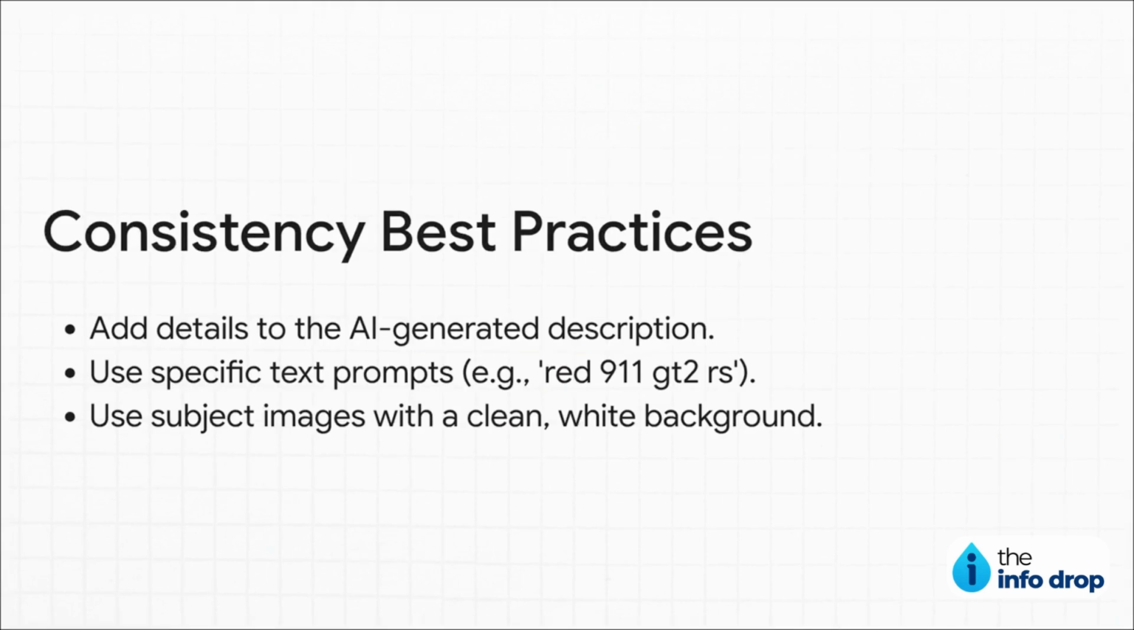First, click on your subject image to see the description that Gemini wrote for it, and then add more specific details yourself. So if you're using a car, don't let the AI just say red sports car. Go in and edit the prompt to say red 911 GT2 RS. And here's a huge tip. Try to use subject images that have a clean, plain white background. It really helps the AI focus in and identify exactly what the subject is.